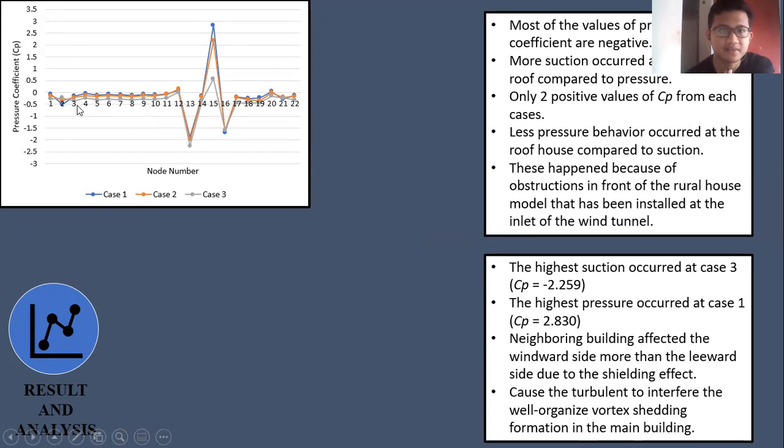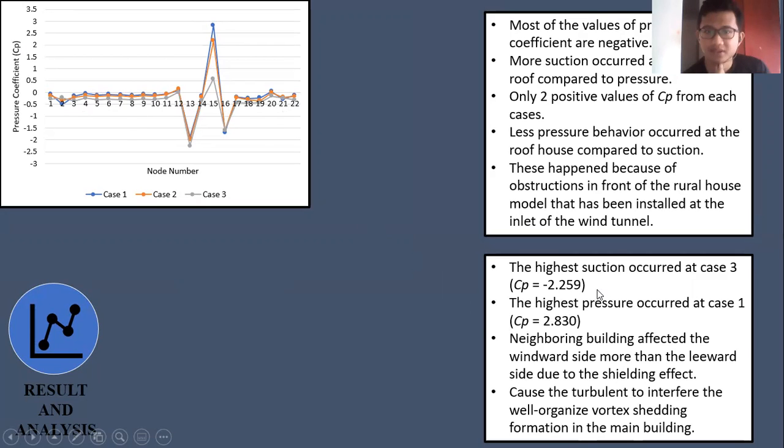The pattern for case 1 and case 2 is the same, where for the first three nodes, the value of CP decreases, after that increases, and then the value is about the same, and then dramatically decreases, significantly increases in value, and then decreases. But the arrangement for case 3 is a little bit different at the beginning and at the last node, where the trend is opposite of case 1 and case 2.